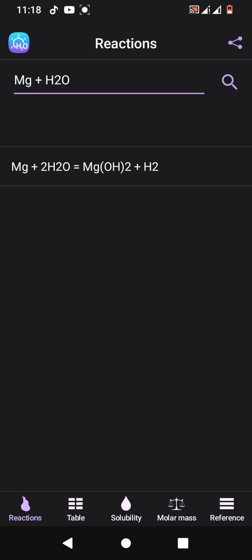You can use it to just enter your chemicals. If you are not sure what the product of your reactant is, you could just use this app. It'll give you the product and it'll give you the resultant formula, which is a balanced equation. So it has more features.